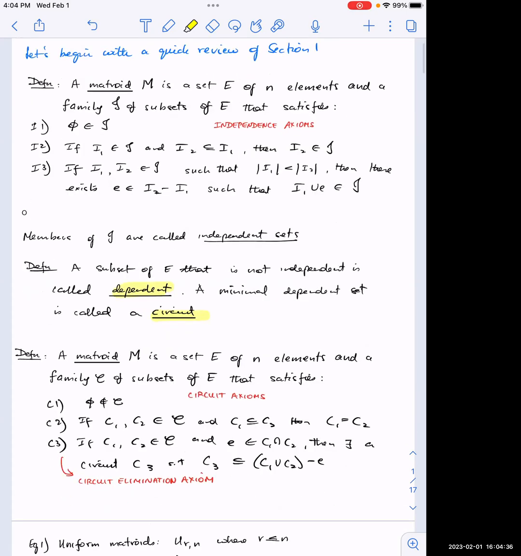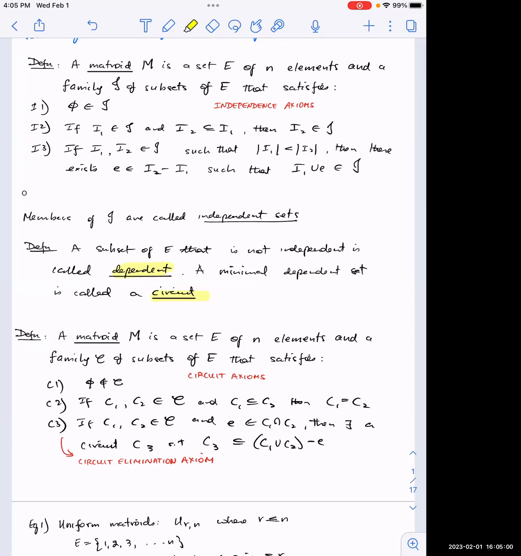So for a matroid, there are circuit axioms too. A matroid M is a set E of n elements and a family script C of subsets that satisfy these three properties, of which the first two again are straightforward. It's really the third axiom that is substantial. So these two axiom systems are equivalent. And showing the equivalence of these systems is a non-trivial task.